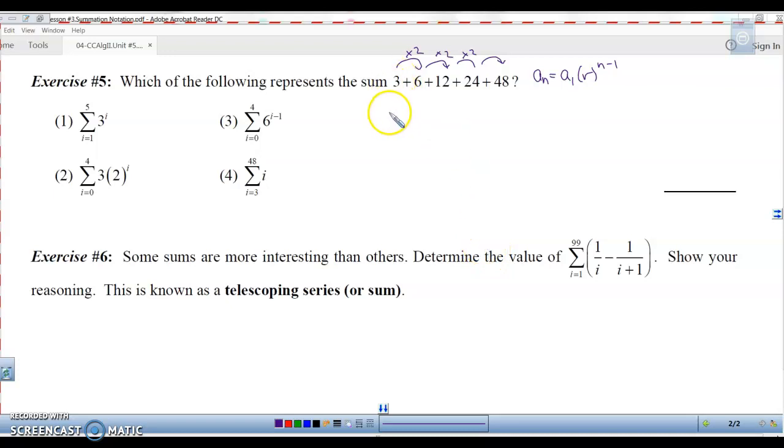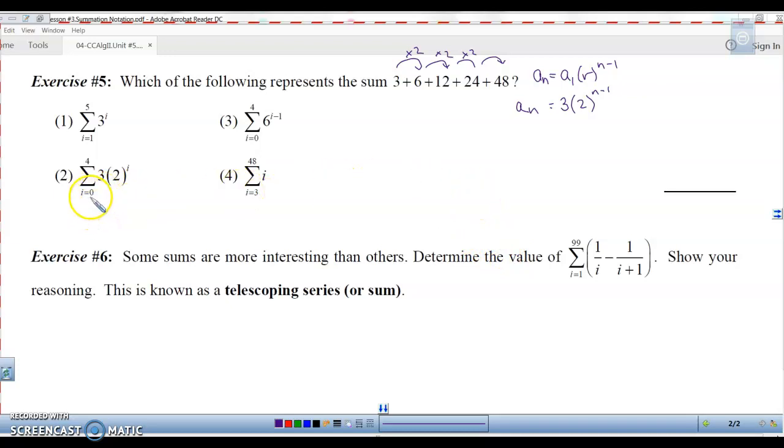Well, let me see if this is going to work for here. My first term is going to be 3. My multiplier is going to be 2 to the n minus 1. Now what I need to figure out is which one of these is going to work for this. I think it's probably going to be this one, but let's make sure that this is the one it's going to be.